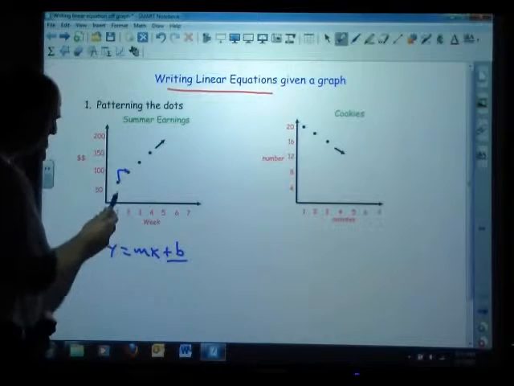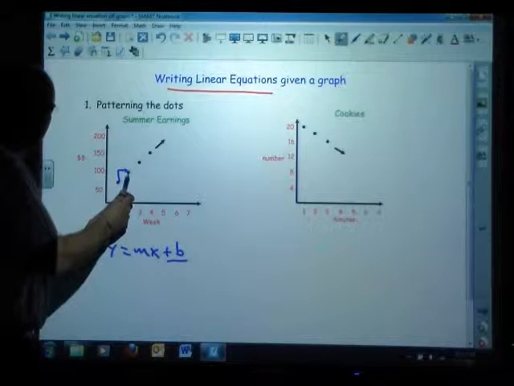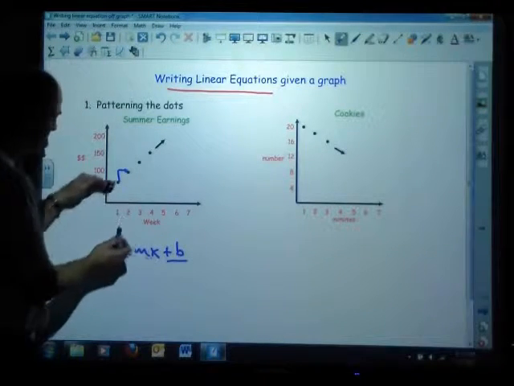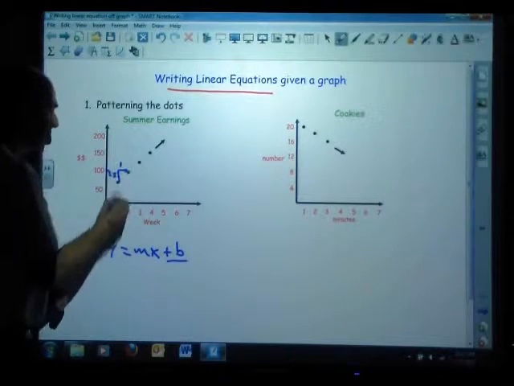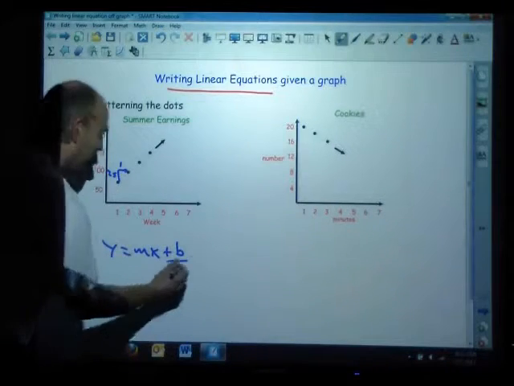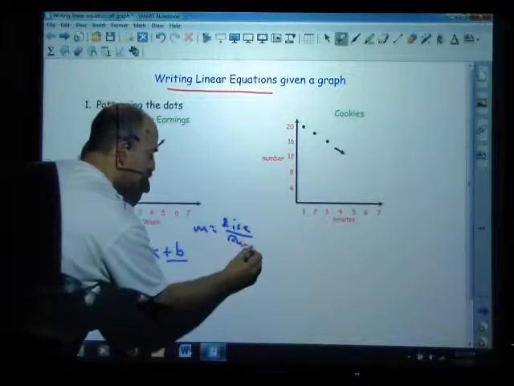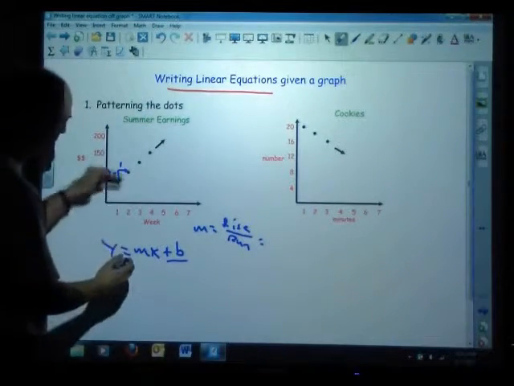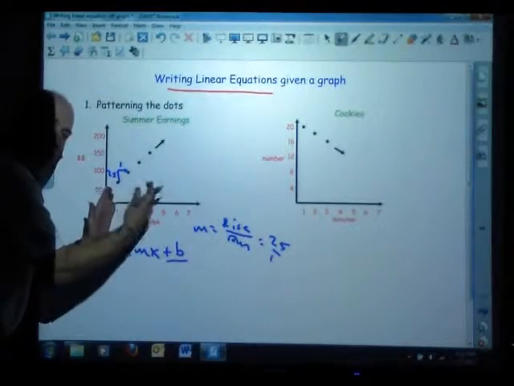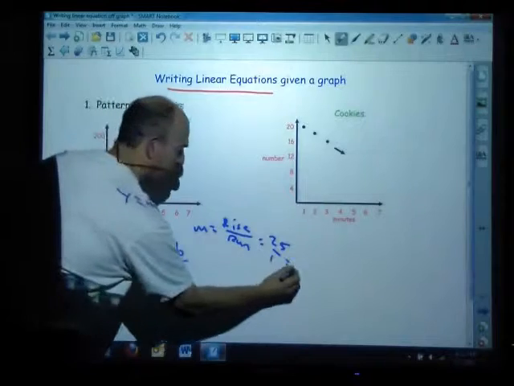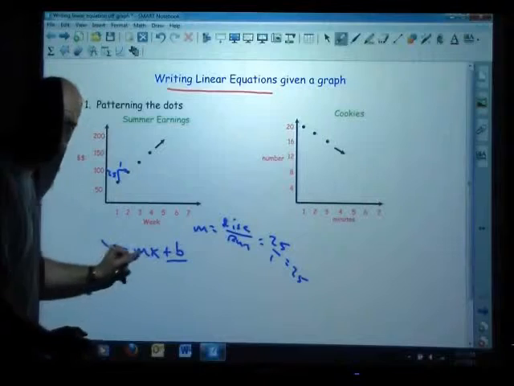So if you look at this, at 1 week he was at $75. After a second week he's at $100 of savings. So how much did the money rise? Our rise would be $25 in 1 week. So if slope is rise over run, which it is, and we can see visually that we're rising $25 as we run horizontally 1 unit, the slope is 25. That's the slope part of the linear equation.